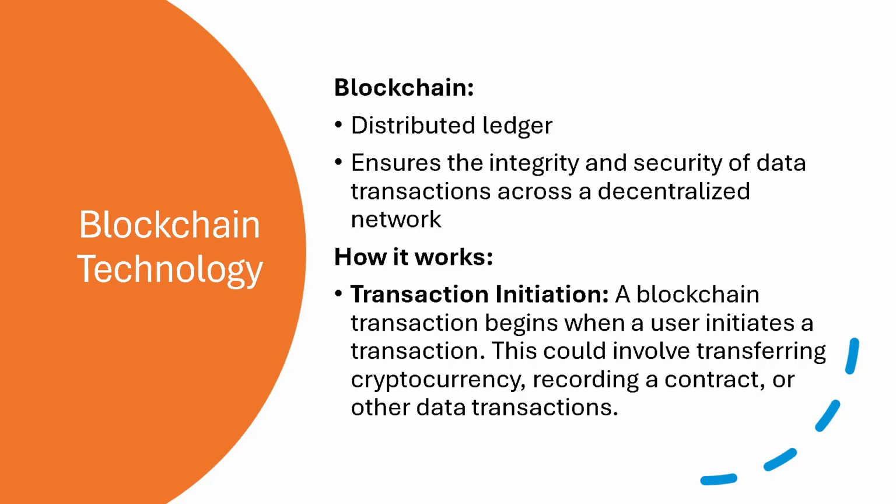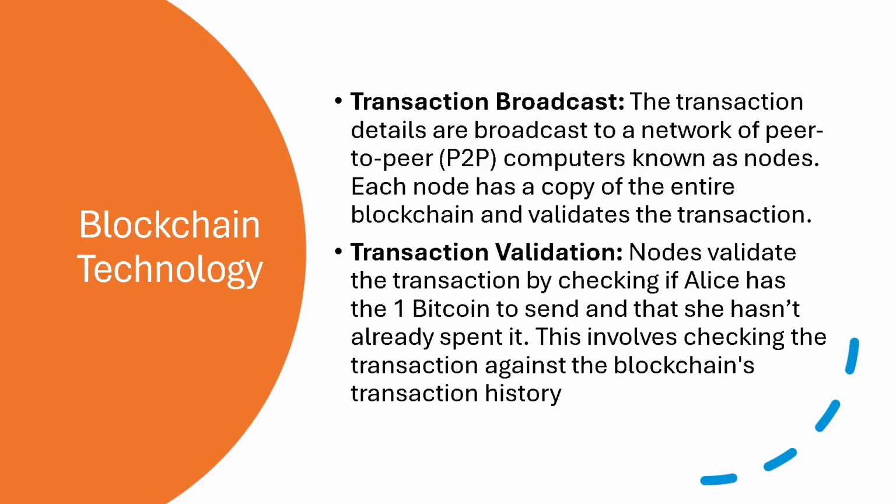How it works? Transaction initiation. A blockchain transaction begins when the user initiates a transaction. This could involve transferring cryptocurrency, recording a contract, or other data transactions. Transaction broadcast. The transaction details are broadcast to a peer-to-peer, or P2P, network of nodes. Each node has a copy of the entire blockchain and validates the transaction.